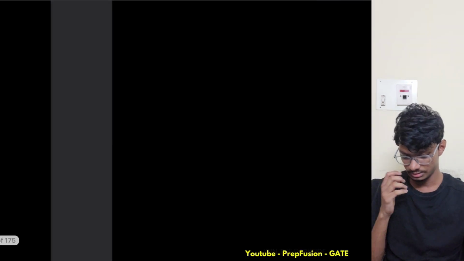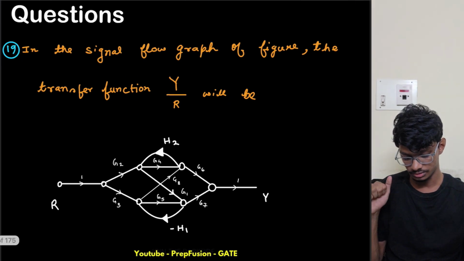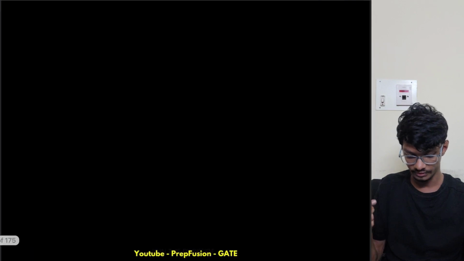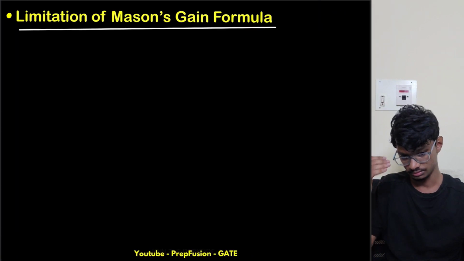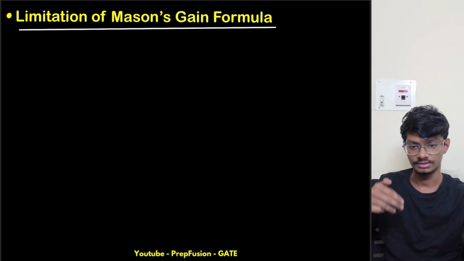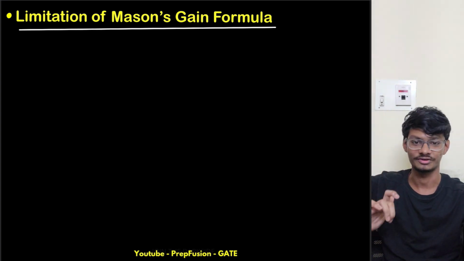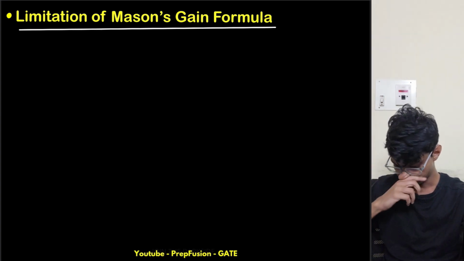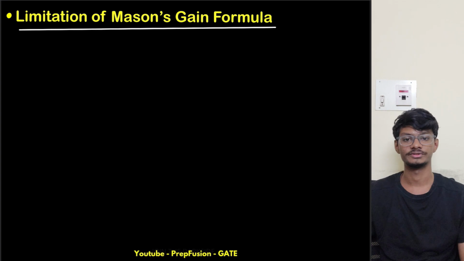So there is another question. I will skip this question for now. First, what I will do is tell you the limitations of Mason's gain formula. After that, we will solve this question, because this lecture will go on forever, or I will just give that question as homework. So first, what are the limitations of Mason's gain formula?